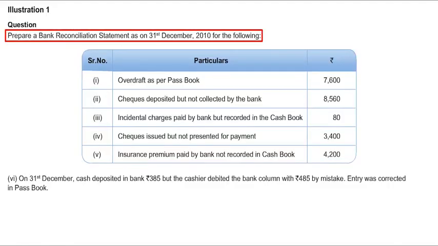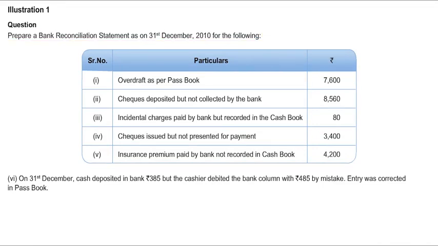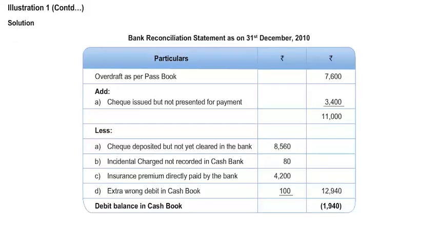First question: prepare bank reconciliation statement on 31st December 2010 for the following. They have given us the passbook overdraft balance of 7,600, then the reconciliation items. So we are supposed to prepare the BRS on 31st December 2010. So let us see the bank reconciliation statement as on 31st December 2010. That will be your heading. So the starting point is overdraft as per passbook, 7,600.